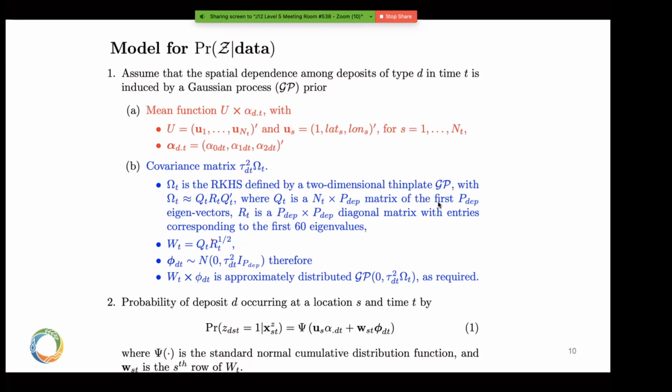Okay, and this is just the mean function. The mean function is just a linear component of both latitude and longitude. So we're doing this for each era to try and get a prediction, or to average over the locations where we actually don't have any sediment information.